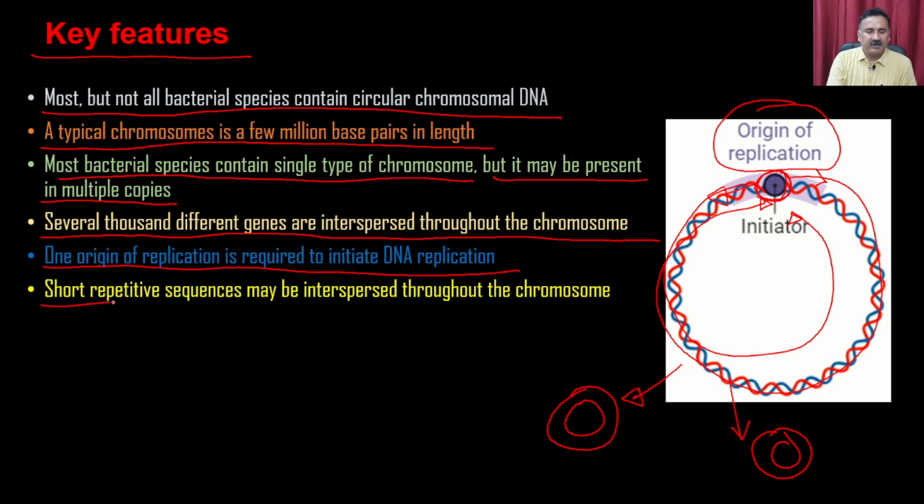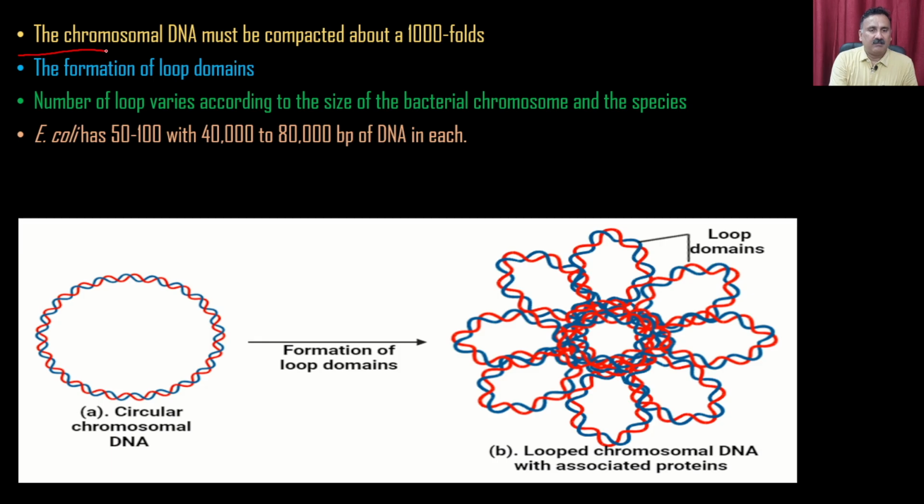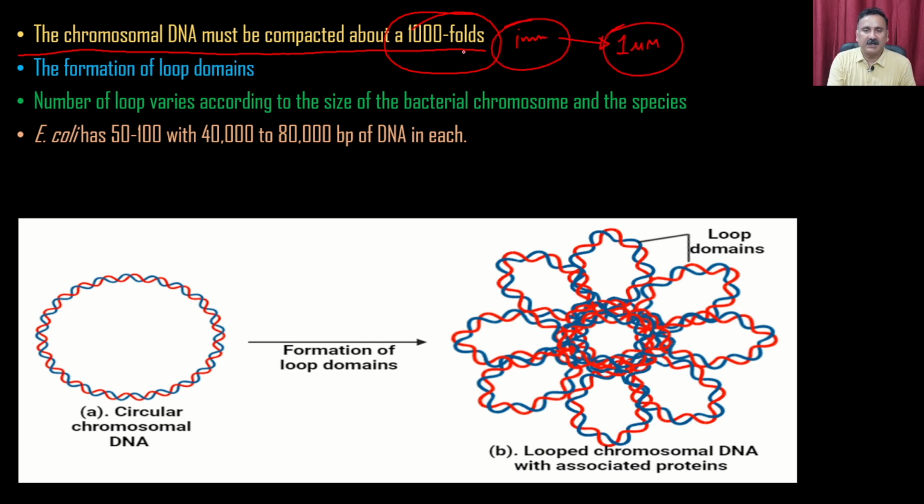Short repetitive sequences may be interspersed throughout the chromosome. The chromosomal DNA must be compacted about 1,000-fold. Remember that 1 mm of DNA needs to be compacted within a 1 micrometer diameter, so it has to be compacted around 1,000-fold.